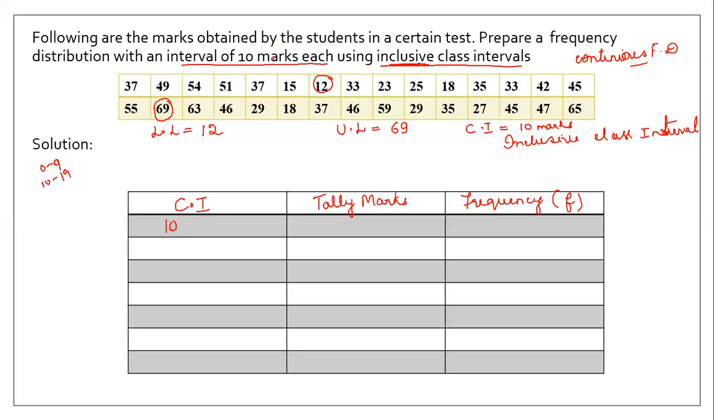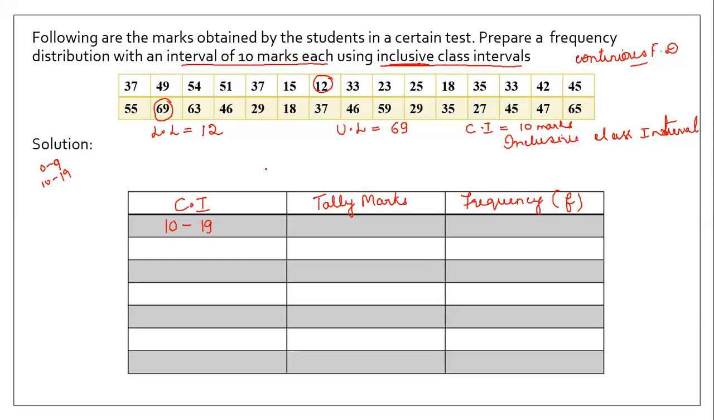Even number alli ide, so now allindane start maduva. So we'll begin with 10. So 10 to 19. From 10 to 19 we have 10 numbers: 10, 11, 12, 13, 14, 15, 16, 17, 18, 19.